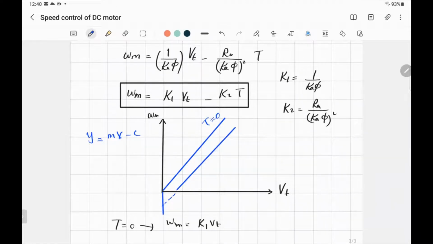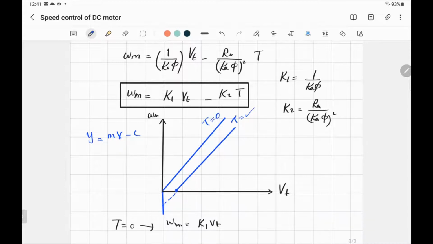So this is the characteristic when the torque has a certain value. The same slope, but the only difference that you will feel is that you cannot start from voltage equals 0. You have to start from a certain positive value.